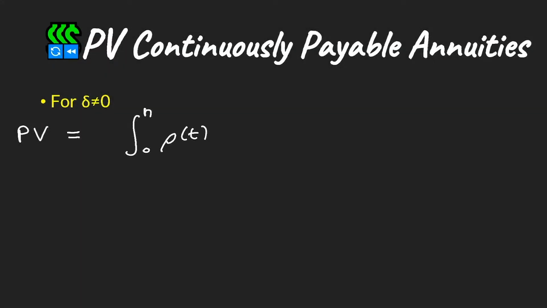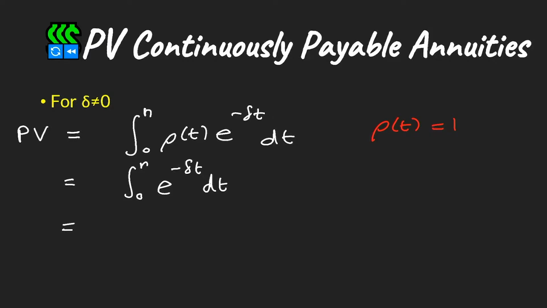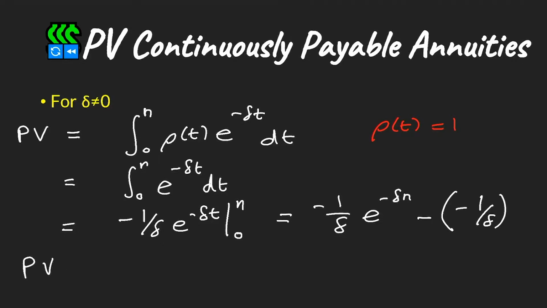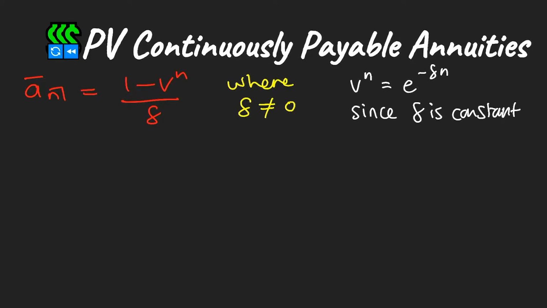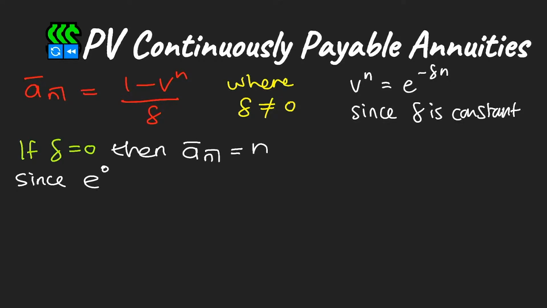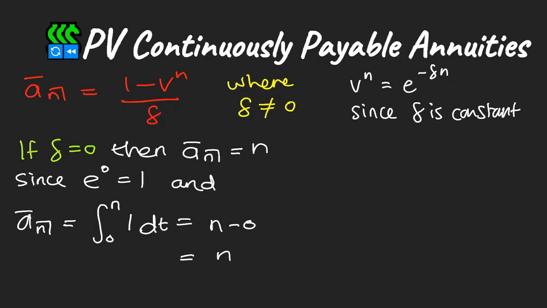Assuming a force of interest that is non-zero, we can calculate the present value by discounting our payment function using a discount factor. Here our payment function is 1 per unit of time, and using the simple rules of integration, we can calculate the present value as follows. This formula for the present value is denoted using this annuity function where our force of interest is non-zero. We can use v^n since our force of interest is constant. If our force of interest was 0, we would have the present value of this annuity equal to n.